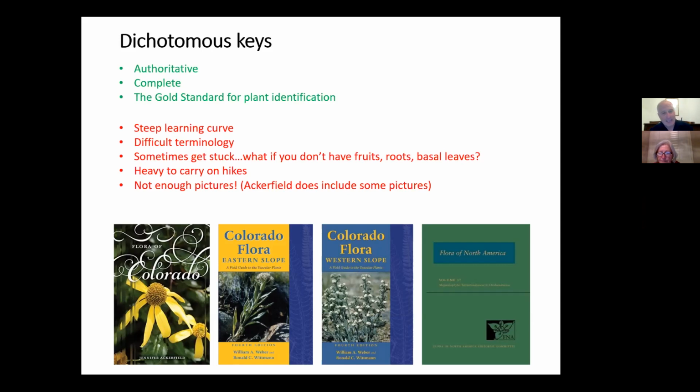They're also heavy to carry on hikes, and there's not enough pictures, even though Ackerfield has added a lot of pictures, which is nice. And those down at the bottom are just some of the ones that I think we're all used to spending a lot of time with. Ackerfield being the new one, the Webbers, and then the Flora of North America, which has all of North America, also online. But it can be difficult to use.